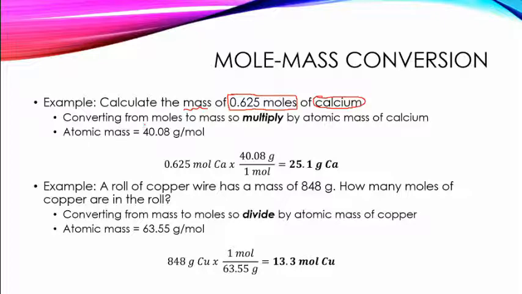So I look on the periodic table, and the atomic mass is 40.08. Then I take my 0.625, multiply it by 40.08, and my answer is 25.1. And that's it. I take the amount they gave me, multiply by the mass I looked up, and I'm done.